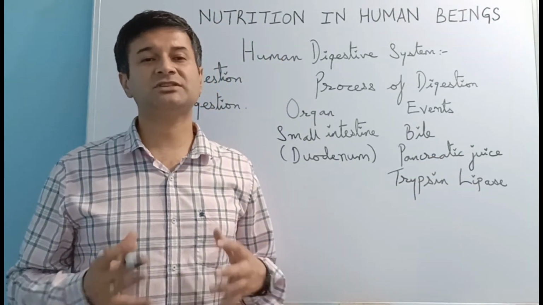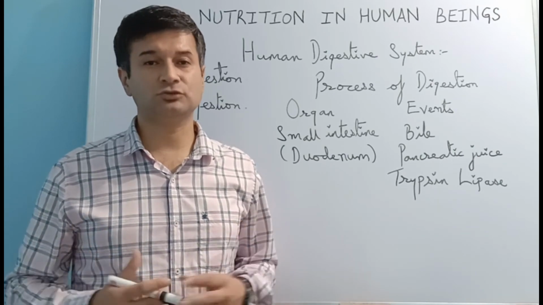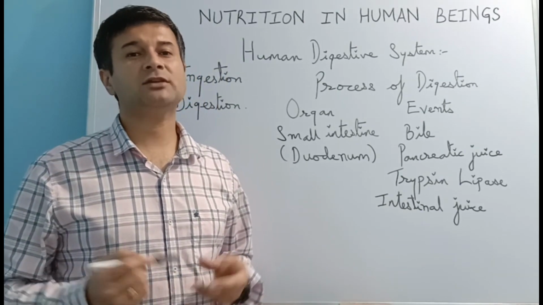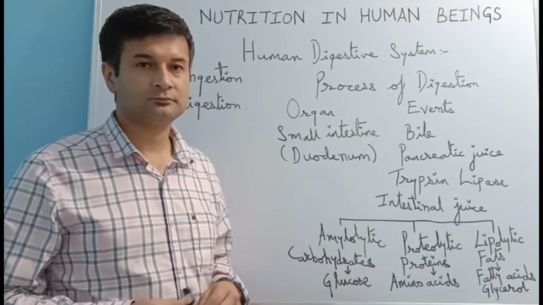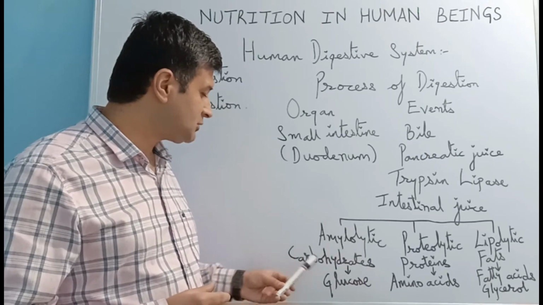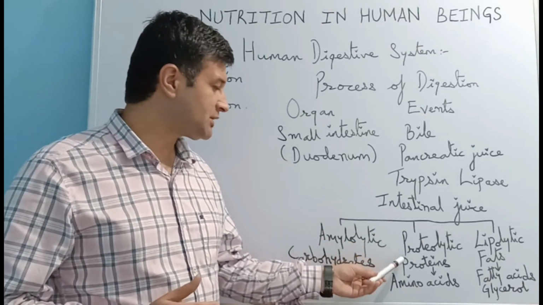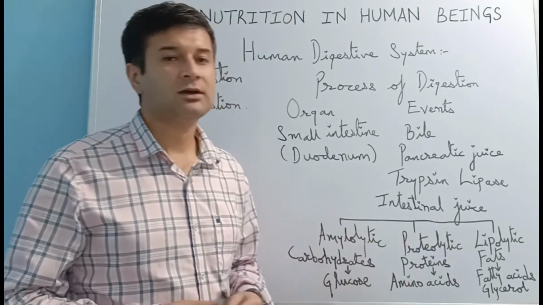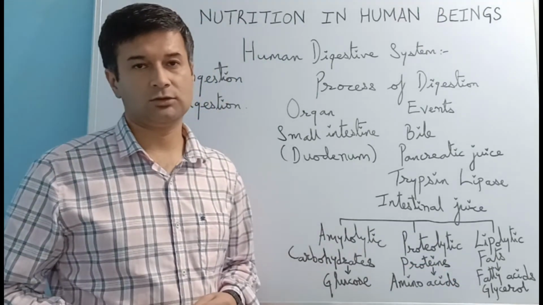The glands present on the walls of the small intestine secrete intestinal juice. Intestinal juice contains enzymes like amylolytic, proteolytic and lipolytic enzymes. Amylolytic enzyme converts carbohydrates to glucose. Proteolytic enzyme converts proteins to amino acids, and lipolytic enzyme converts fats to fatty acids and glycerol.